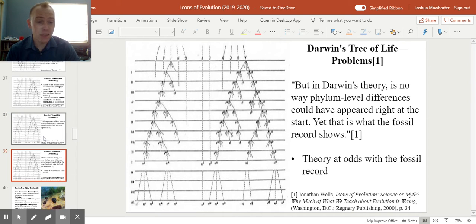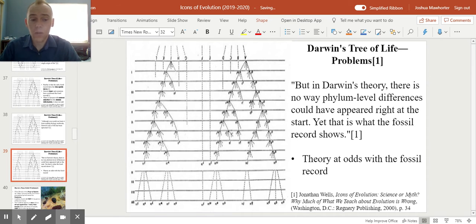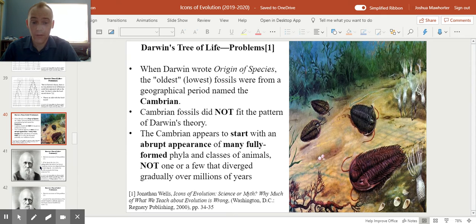It says, but in Darwin's theory, there is no way phylum level differences could have appeared right at the start. Yet that is what the fossil record shows. So the fossil record is at odds with Darwin's theory. In Darwin's theory, there's no way that the bottom level, the phylum level differences, could have appeared right at the beginning. That's exactly what the fossil record shows. The theory is at odds with the fossil record. Let me explain further some of these problems.